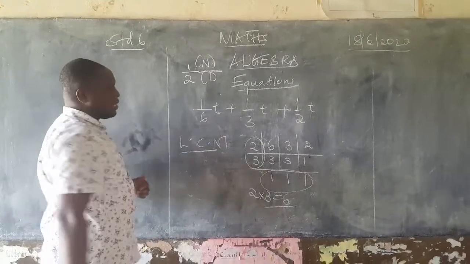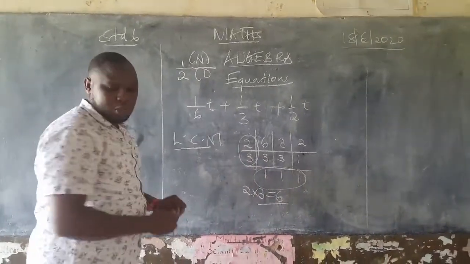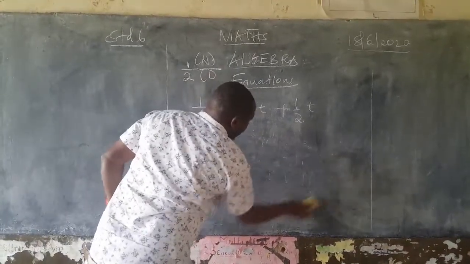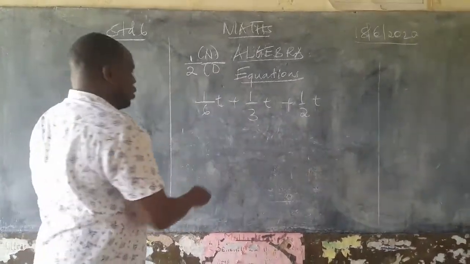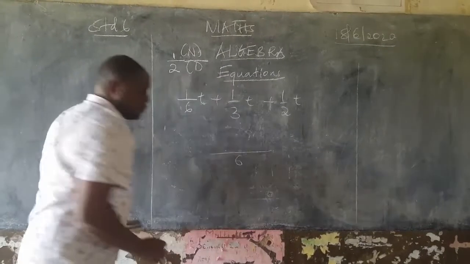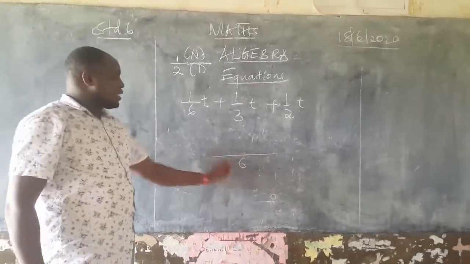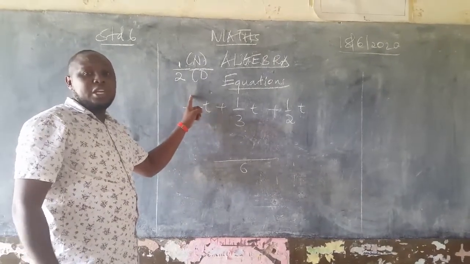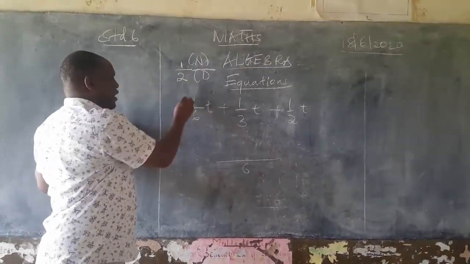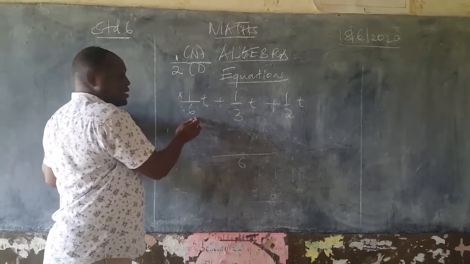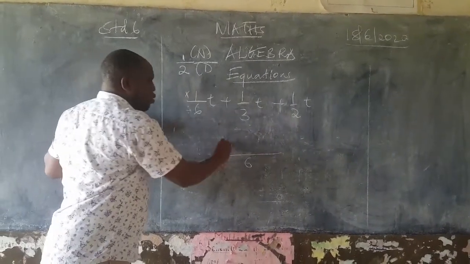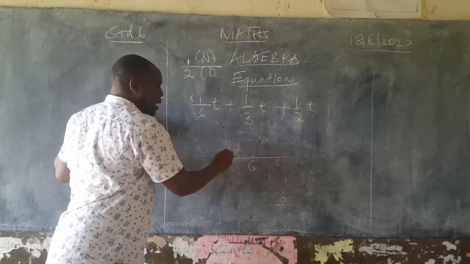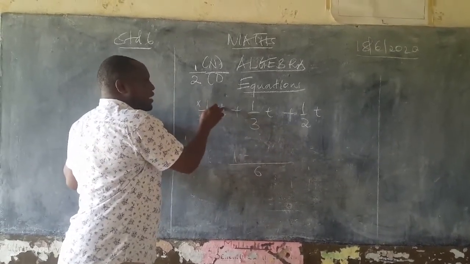So you now want to add these numbers. After getting the LCM, we want to add. We have seen our LCM is 6, and so we bring our 6 down here. Then we say 6 divided by 6. We divide with the denominator, then multiply with the numerator. So here we divide, and then we multiply. So 6 divided by 6 is 1. 1 times 1 is 1. Then we add. So it is 1t, which you can write t. So instead of writing 1t, just write t.